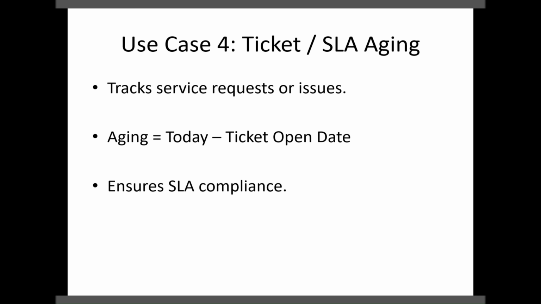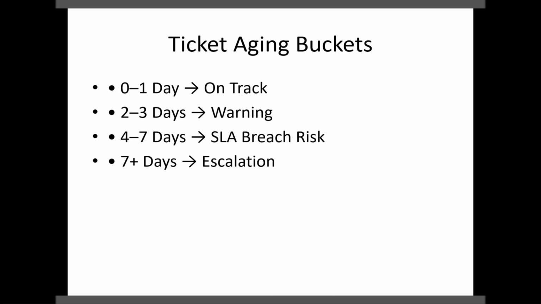Fourth use case is ticket or SLA aging, in operations. Ticket aging tracks how long service requests or issues remain open. The formula would be the same. So the bucketization could be of this type: 0 to 1 day is on track, 2 to 3 days is warning, 4 to 7 days SLA breach, 7 plus days is escalation.